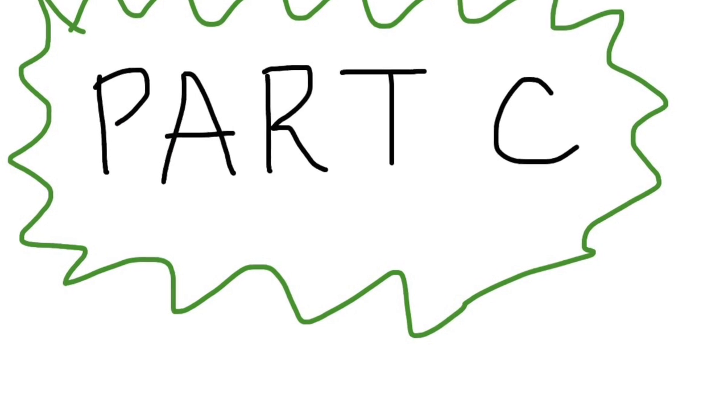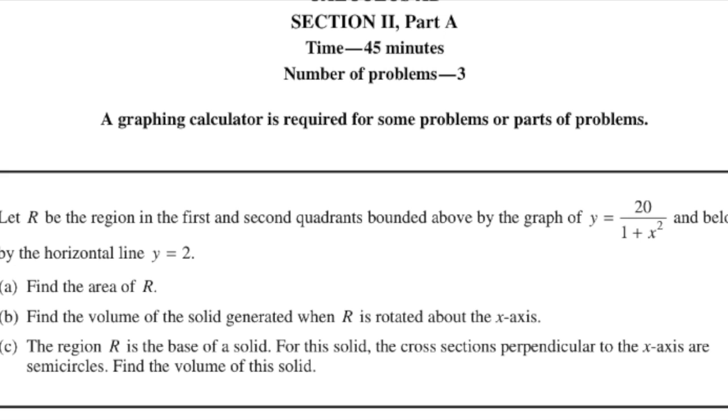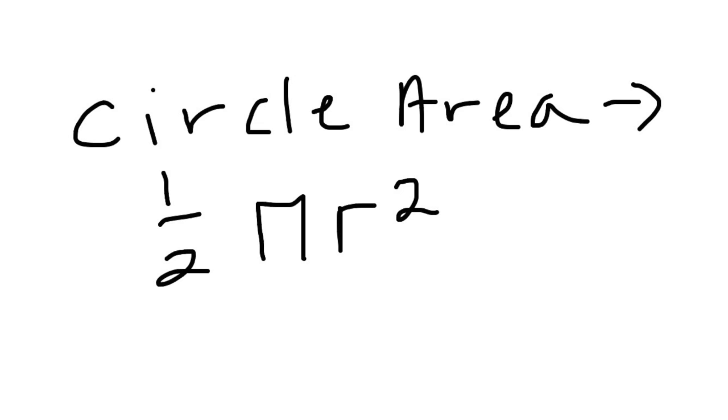Okay, on to part C. Woohoo! Almost done. Part C says, the region R is the base of a solid. For this solid, the cross sections perpendicular to the x-axis are semicircles. Find the volume of this solid. Okay, so if you remember, the area of a circle is pi r squared, and that's important to remember when figuring out the formula to find this volume.